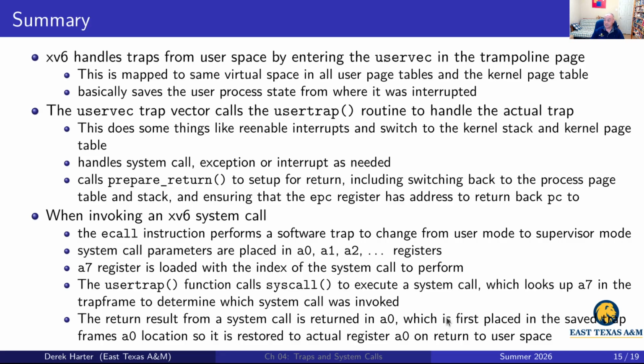And then just in general, be aware that the convention is that 0 or positive values for XV6 mean success, and a -1 is usually returned to indicate an error. The return result from eCall is returned in the A0 register, although the system call functions will return it in A0, this function actually has to put it into the trap frame first, so that when we're restoring all those registers from the trap frame, A0 gets restored with the return result from the system call.